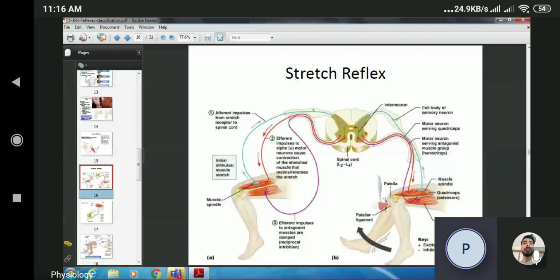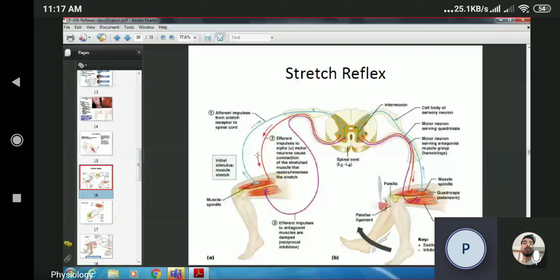Sensory nerves carry the information. The interneuron is there, and then it carries information to the other side also. Okay, so this is how the information is carried. This is the main basis of the stretch reflex. What happens? Let's see one by one.